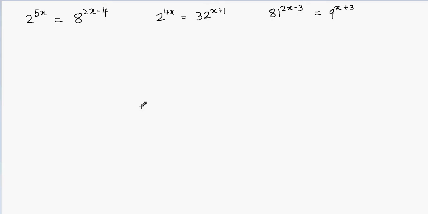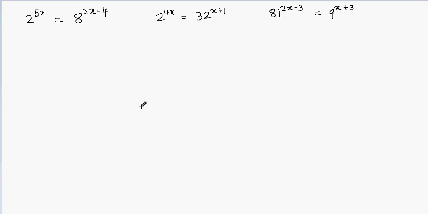Hi, in this video we'll learn how to solve exponential equations. So these are the exponential equations and we'll solve these equations for x. Before solving these equations, I want to tell you about an important property which we'll use in this video.